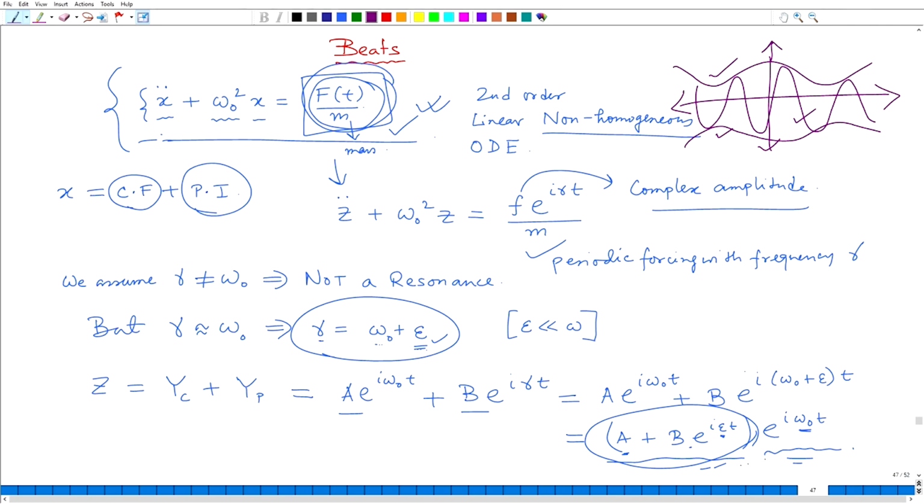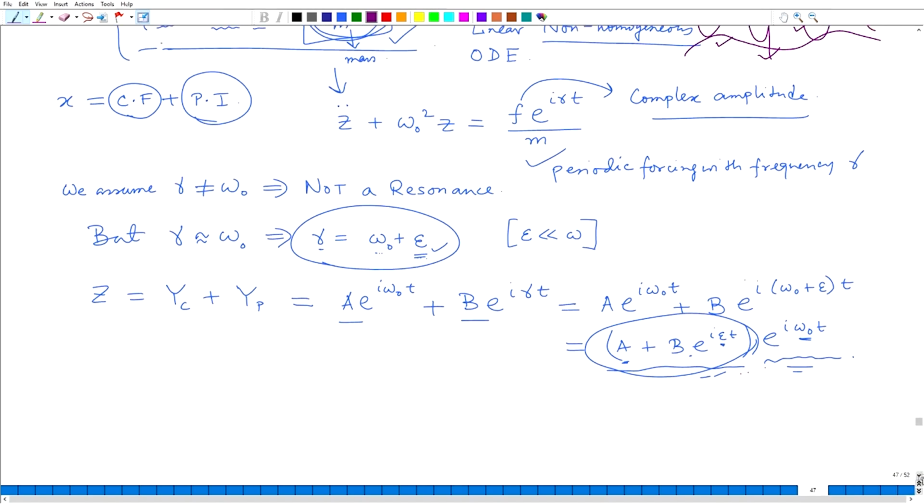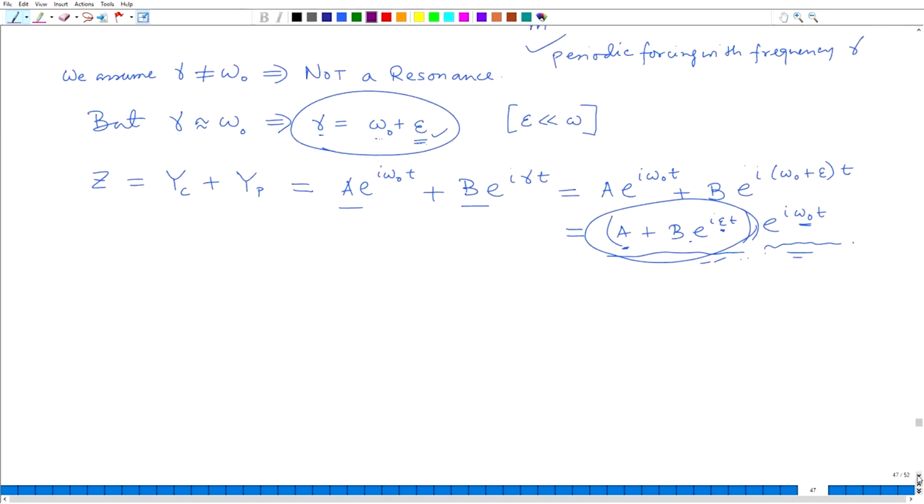Okay. Now, how to actually calculate the frequency, that we will see here, and how to actually find their amplitudes. So, Z is given by this, and we can think of this one also as a periodic oscillatory type of solution with the same oscillatory frequency omega 0, which is the natural frequency of the oscillator, but with a time dependent amplitude which changes very slowly with respect to time.